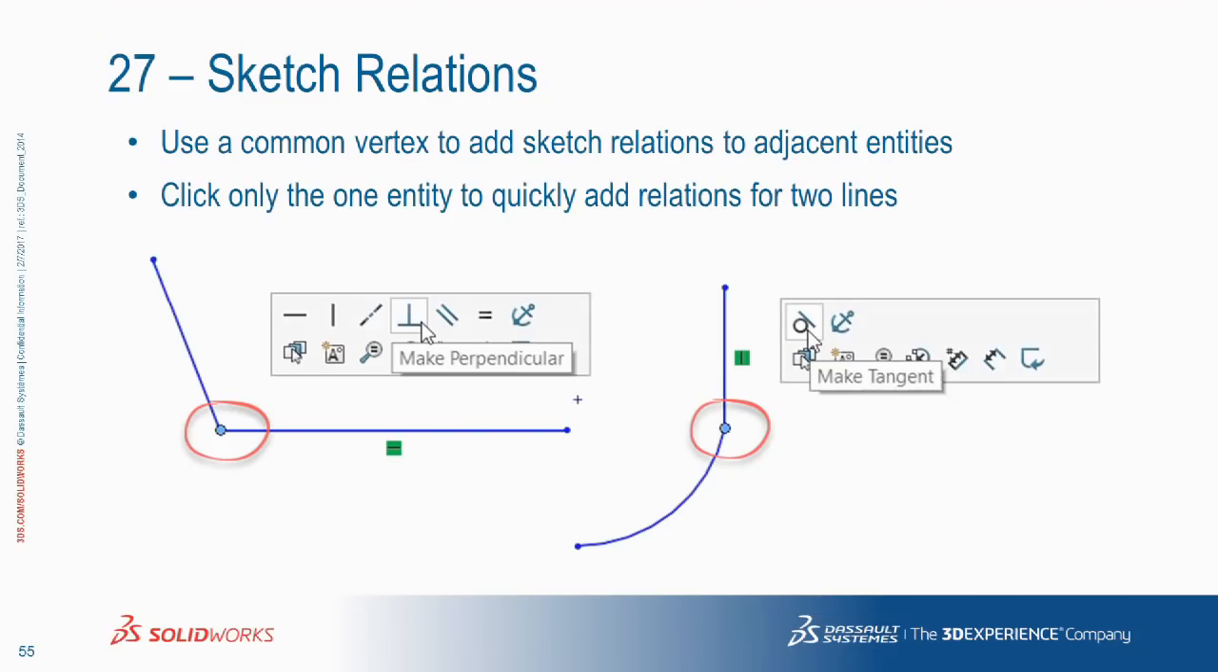Now this one, sketch relations, this has been one of my favorite enhancements lately to SOLIDWORKS in sketching. But you wouldn't notice this if you were modeling in the traditional way. Typically you'd hold the Control key, and to make those two lines parallel or perpendicular, you'd have to hit both lines, and then you would have to add the relationship. But now you can just hit the point, the shared vertex, and it recognizes the two adjacent lines, and you can add the relationship that way.